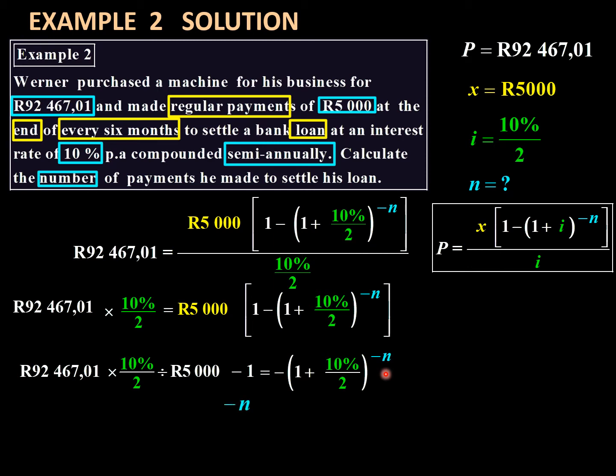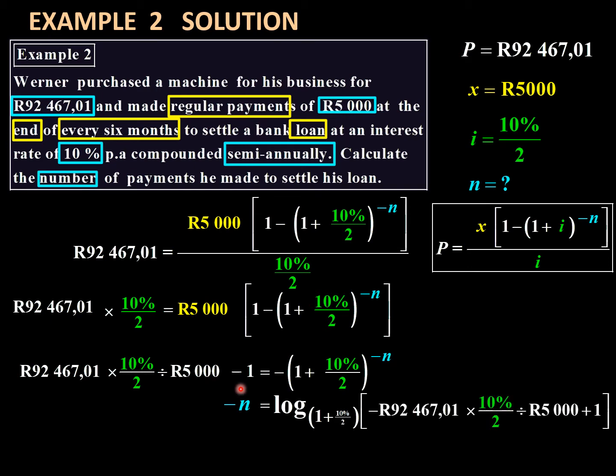To find negative n, I use logarithms like before. So it's negative n, and it's the logarithm. And if this is the base of the exponent, the logarithm has the same base. So there's the base. And then we have to just copy everything down, remembering that that negative made that a positive. So you see that negative becomes a positive, and that positive becomes a negative.